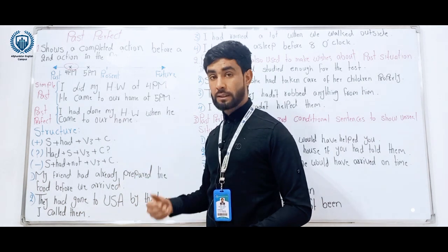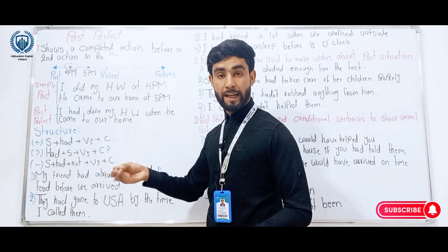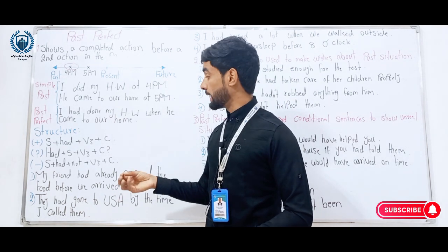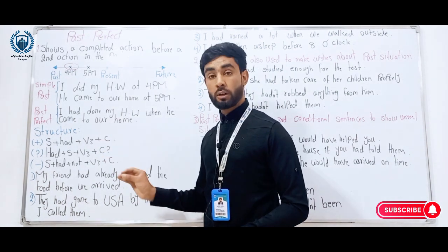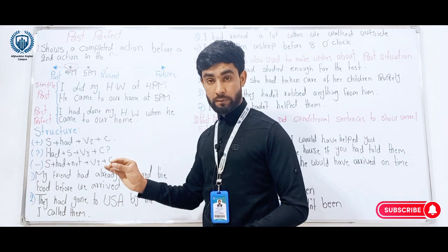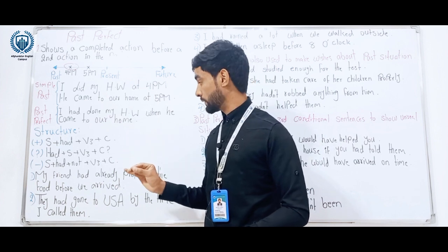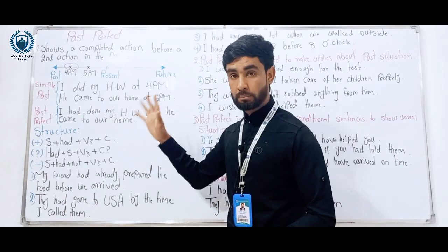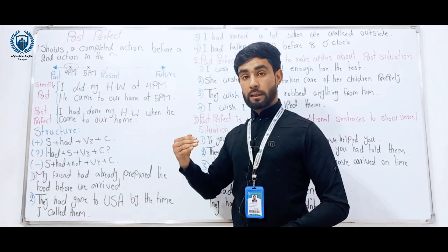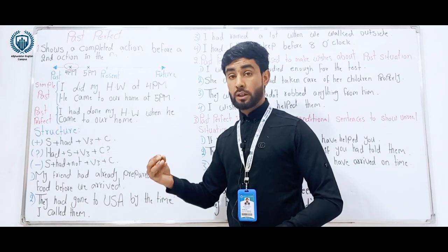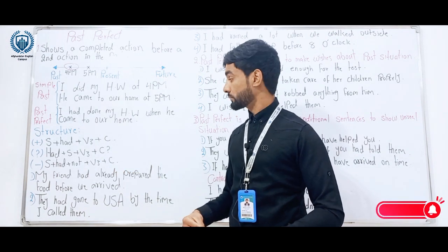You know about the subject. The subject is the doer of an action. For the auxiliary verb, had is the past form of have and has, so we use had. And verb 3, the third form of the verb or the past participle, is always used in the past perfect, and in all three perfect tenses we use the third form of the verb. And whatever the complement is, we add it as well. In the complement, mostly we have a simple past tense sentence, or we have a timing.